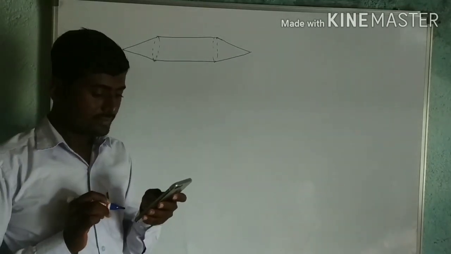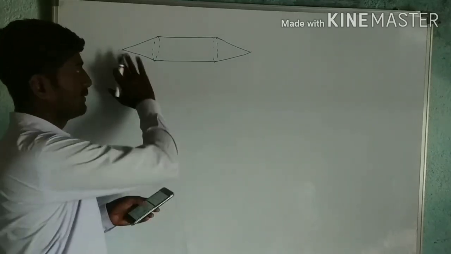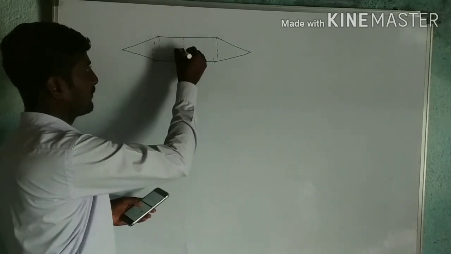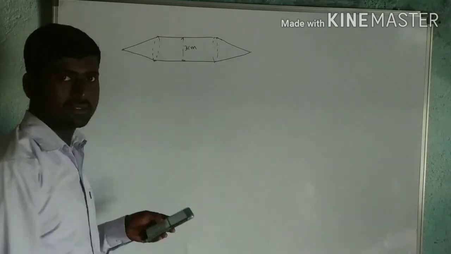Next, you see, the diameter of the model is 3 centimeter. So this is one model. So what is the diameter of this? 3 centimeter. It means from here to here, how much is it? 3 centimeter. I will take this as 3 centimeter.